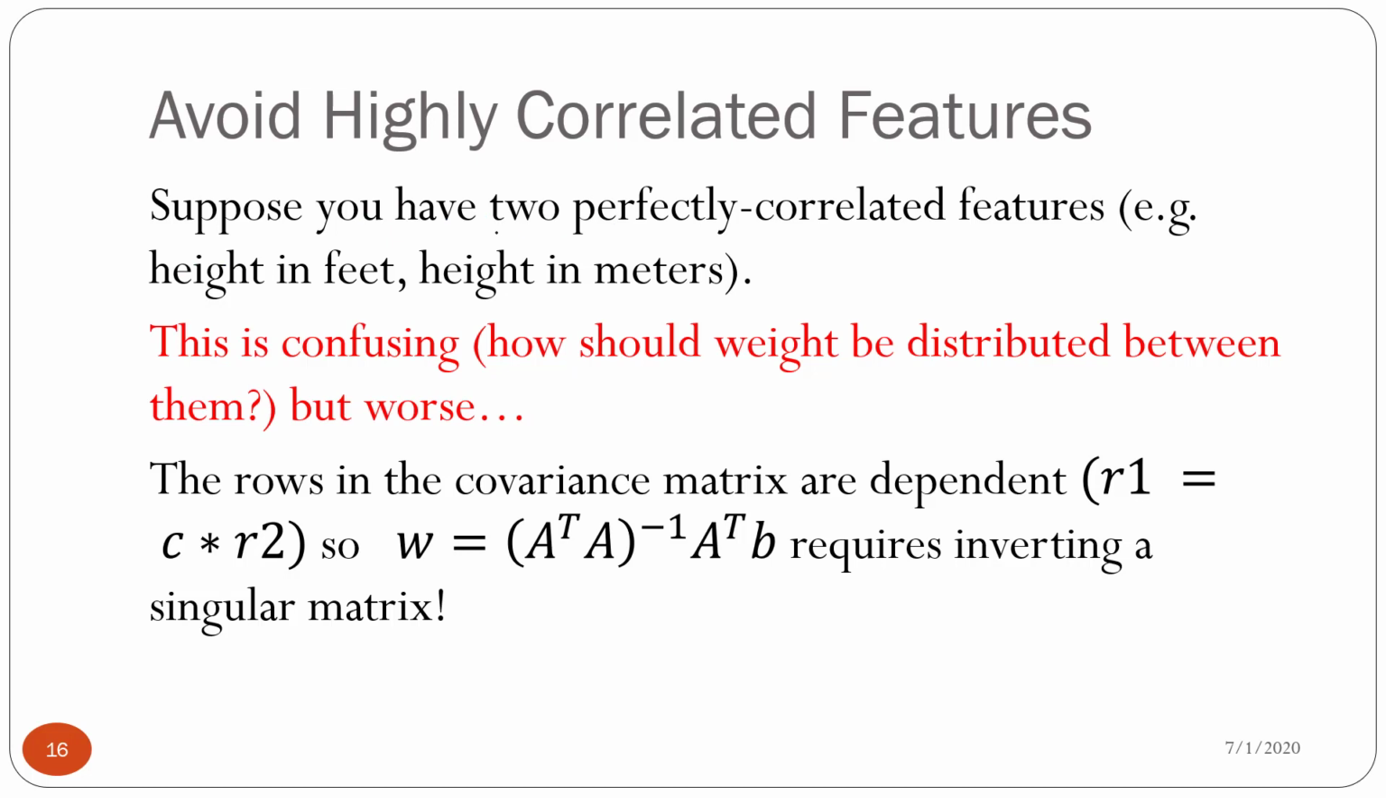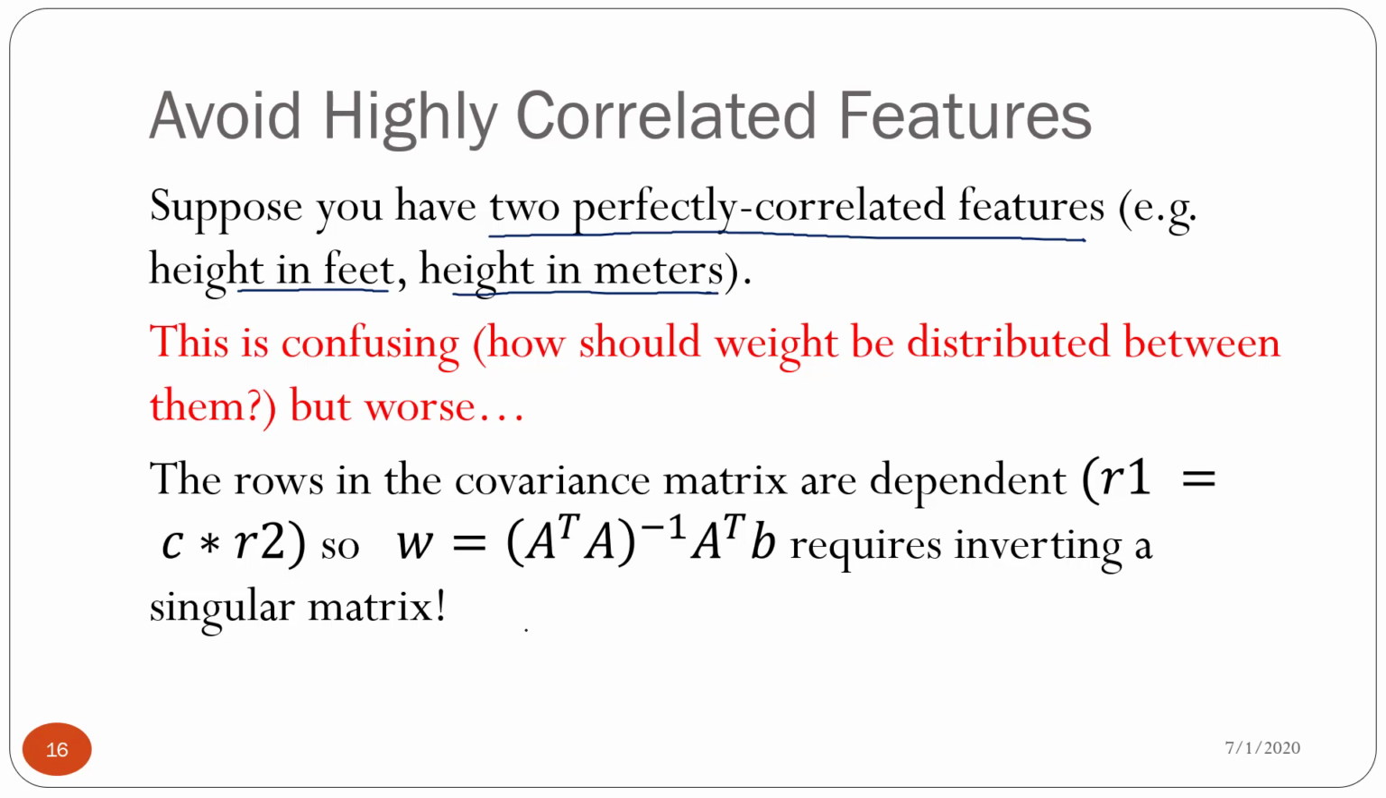Suppose you have two perfectly correlated features. An example would be if for some reason we have the value of height available in two units. So height is in feet, and we have another column with height in meters. So that will be perfectly correlated. This is bad news for linear regression.